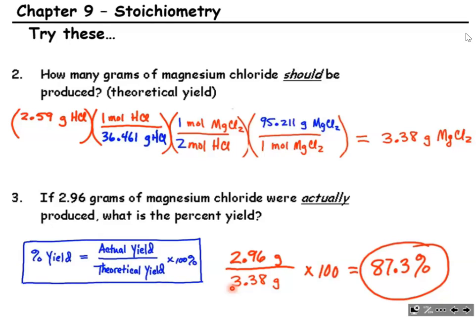Now, why would you not get 100%? Well, there might be lots of reasons. In the case of the lab that we did, remember you made some copper and then you poured the stuff into the filter. Some of the copper might still be stuck on the side of that beaker and never made it into the filter paper. That would cut down on your yield. So there's different reasons why you might not get 100%.